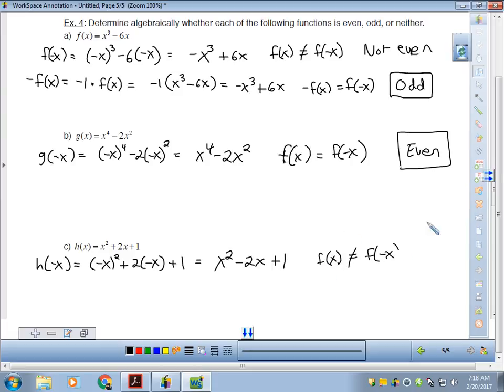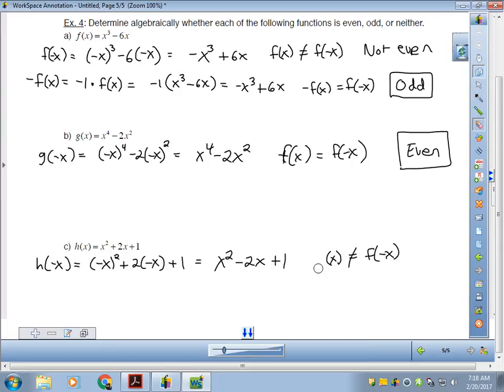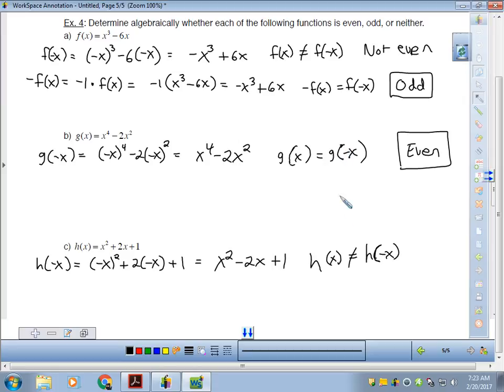Or, sorry, this should be h of x and h of negative x. And a similar kind of thing up here. Sorry about that. This should be g of x, and this should be g of negative x. Alright, go back to this. Because these two are not equal, that tells us this is not even.